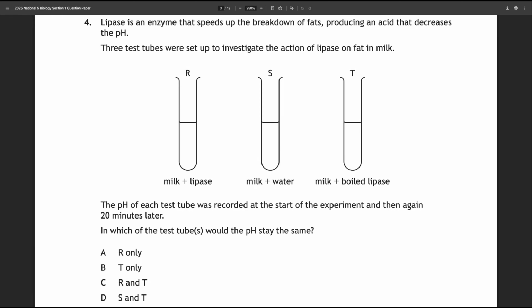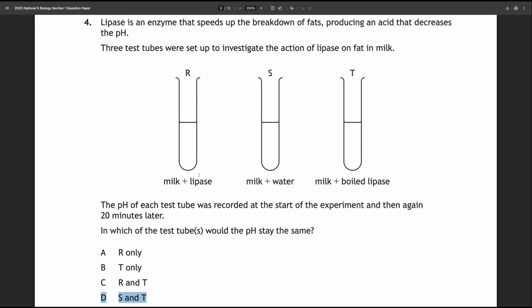In S, we've got milk and water. So we're lacking the enzyme lipase this time. So I would imagine the pH would stay the same in this one. And then lastly, the milk and the boiled lipase. So we have the enzyme present this time, but because it's been boiled and therefore denatured, it will not be able to catalyze or speed up the breakdown of the fats, and therefore it will not become acidic, and the pH should stay the same. So we're looking at S and T, which is option D for this particular question.